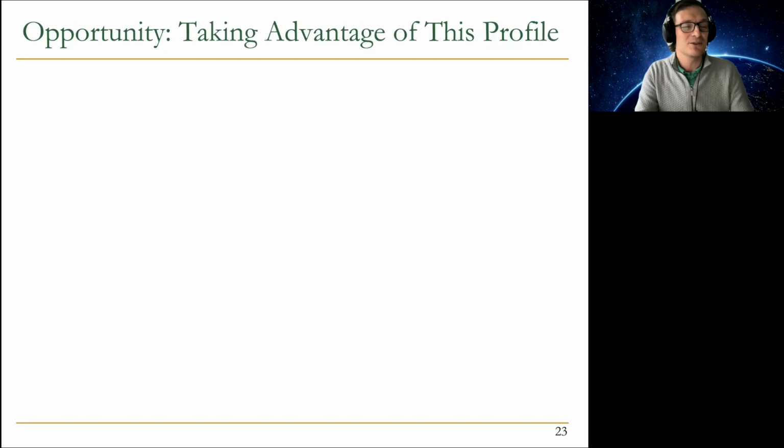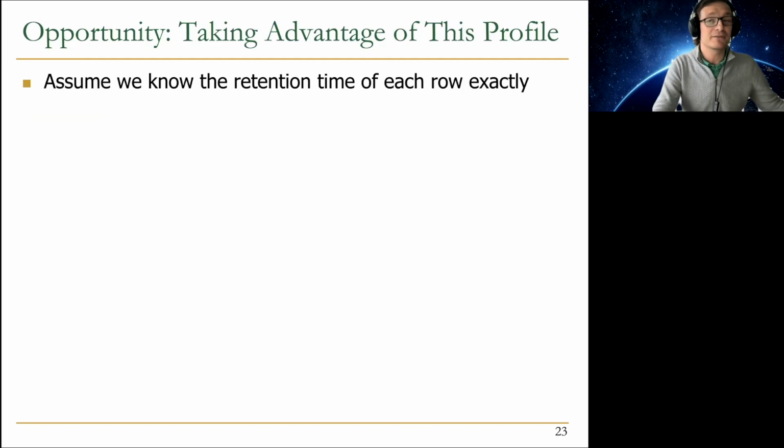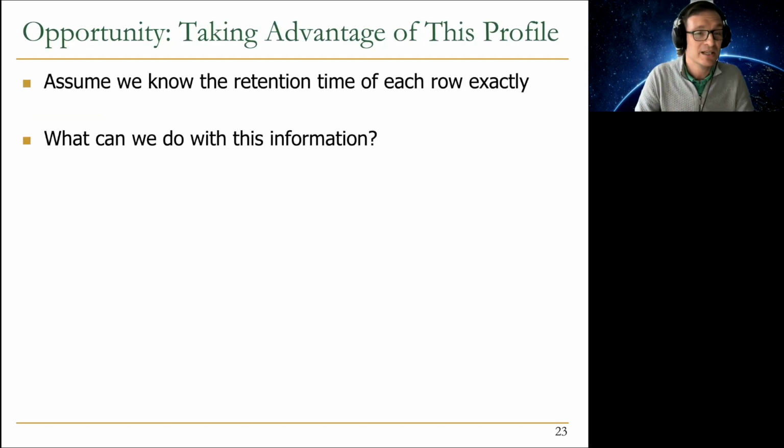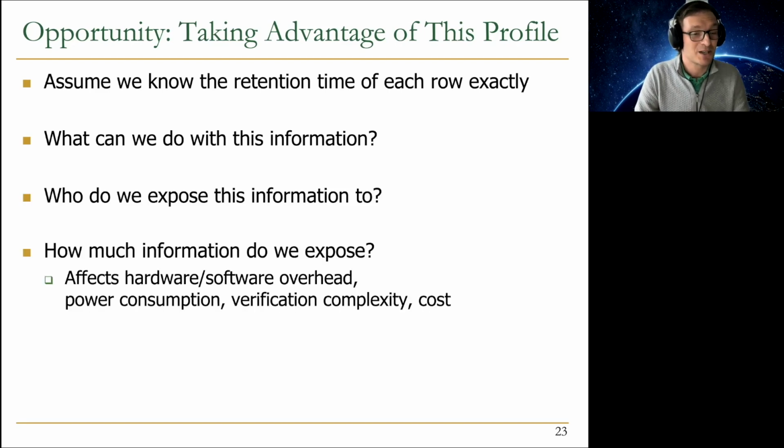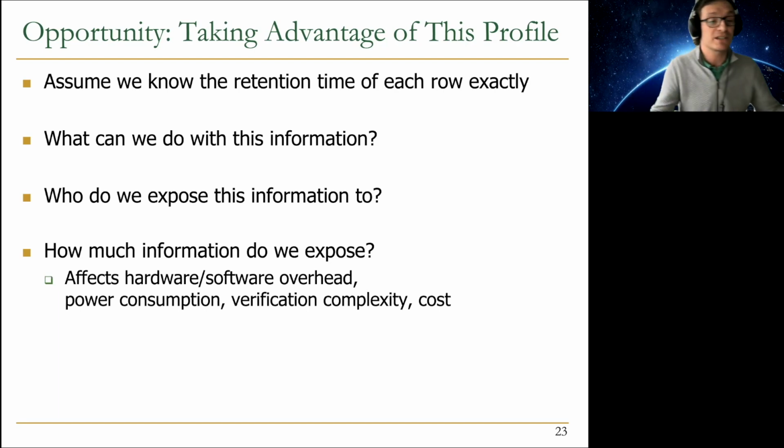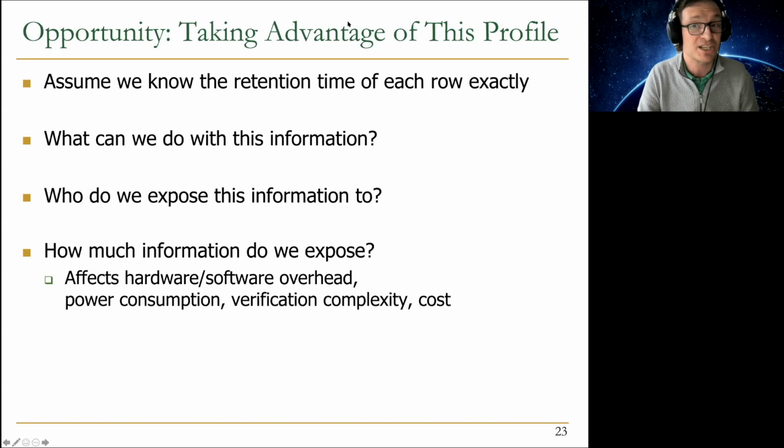Okay, so let me give you the idea that I was going to give you, basically. How do we take advantage of this profile? Assume we know the retention time of each row exactly. What can we do with this information? Who do we expose this information to? How much information do we expose? Because that really affects our overhead in terms of how much information we store, how much power we consume in communicating that information, and how much verification complexity and cost we have to incur to actually find out that information perfectly, etc.